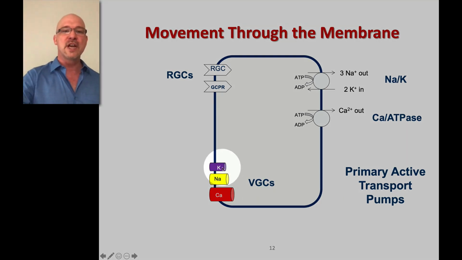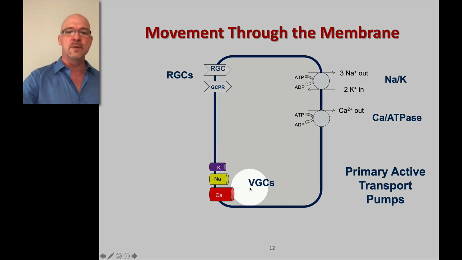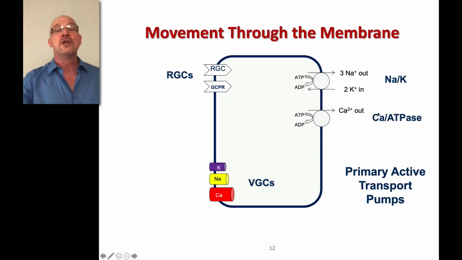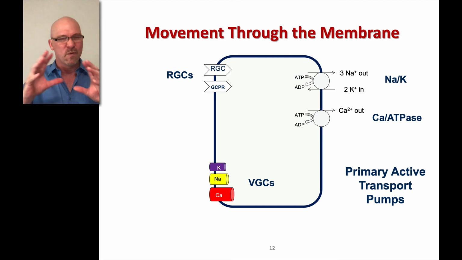So you can see the system here. We open up the voltage-gated channels, potassium rushes out, sodium and calcium run in. Then we fire up the pumps using our ATP batteries. We kick the sodium out, we put the potassium back in, and we kick the calcium out. So the cell has now reset. So that's the main function of what I want to get across.